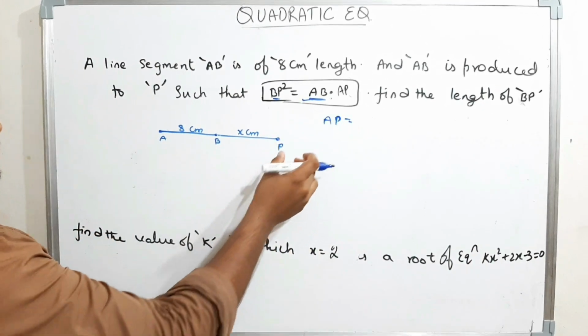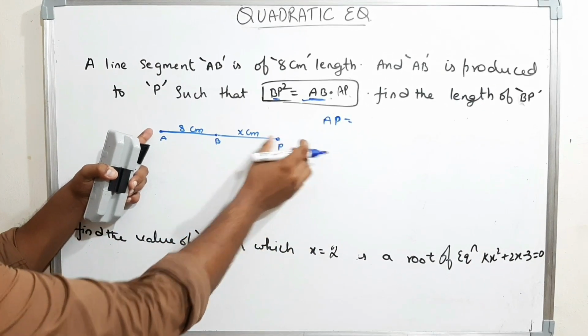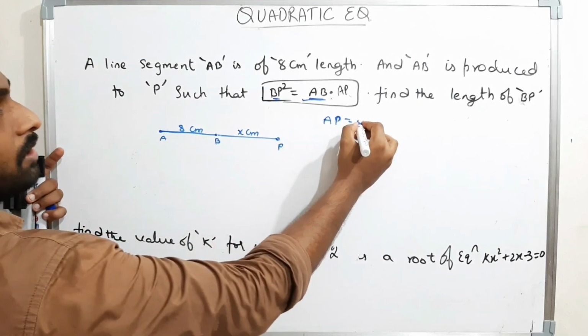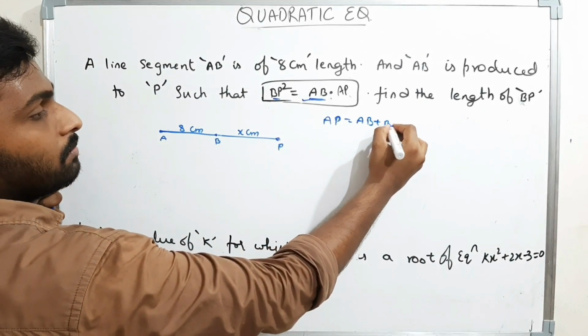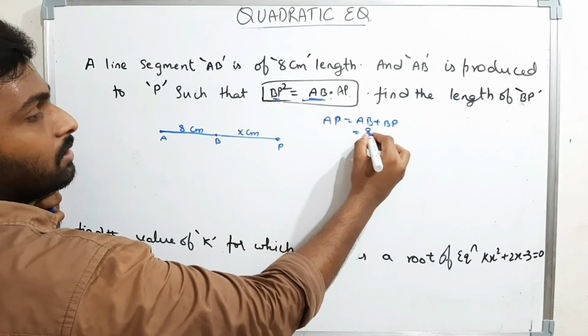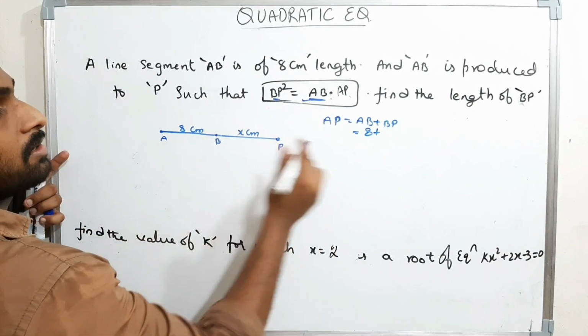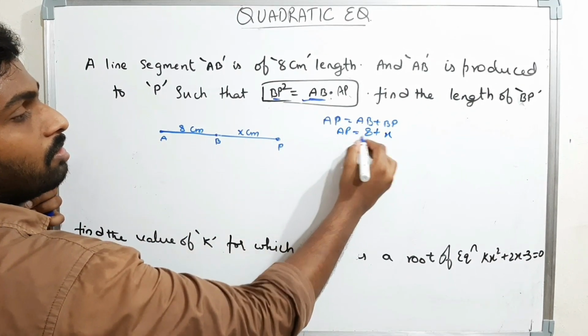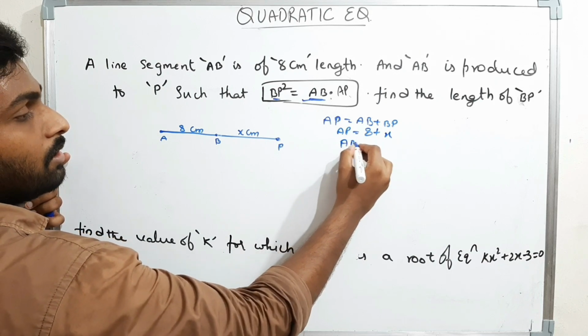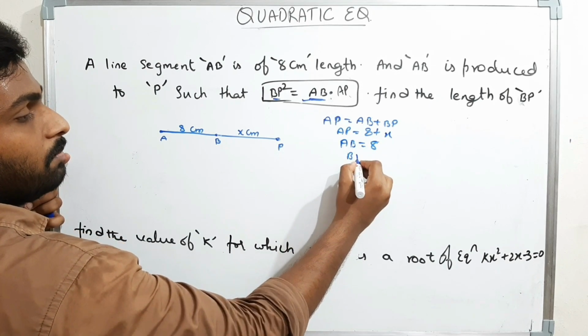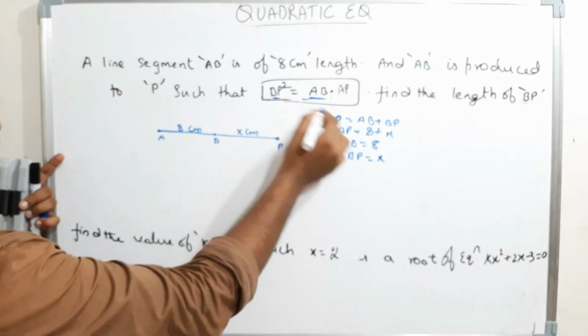What is AP? This is AP. AP is nothing but AB plus BP. What is AB? AB they gave as 8 and BP I assumed as x. Therefore, AP is equal to 8 plus x. And what is AB? AB is 8. And what is BP? BP is x. Now, just keep these values here.